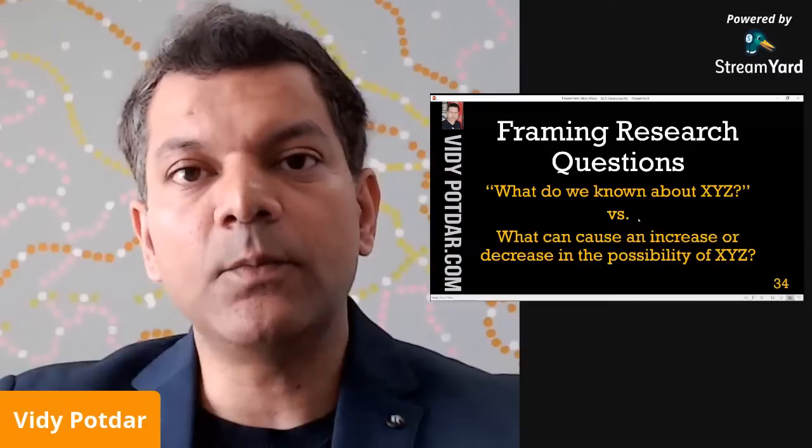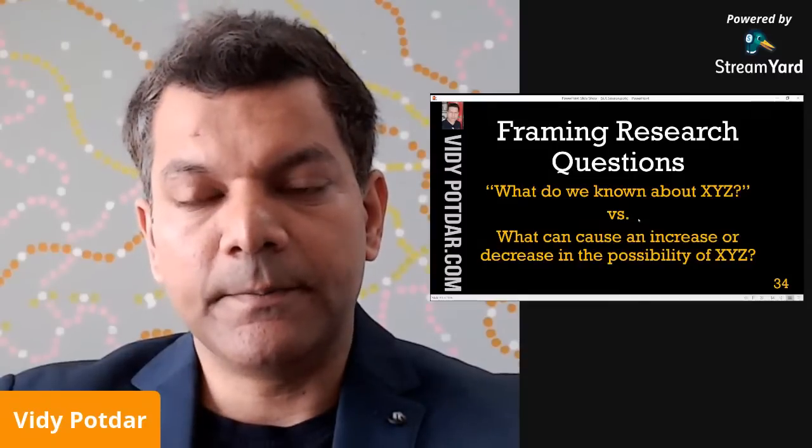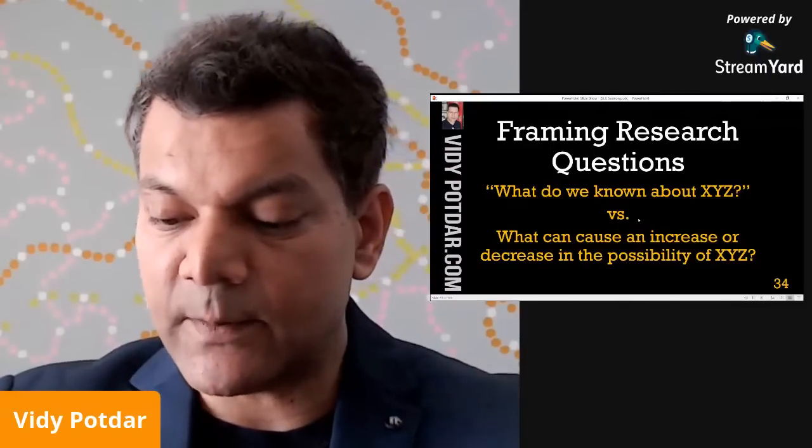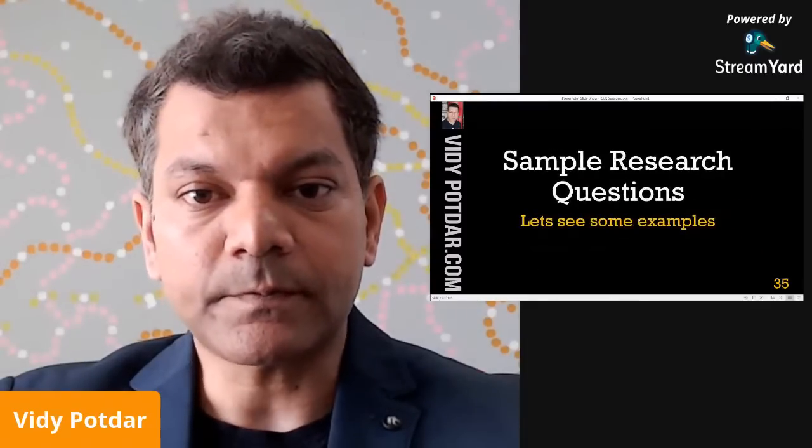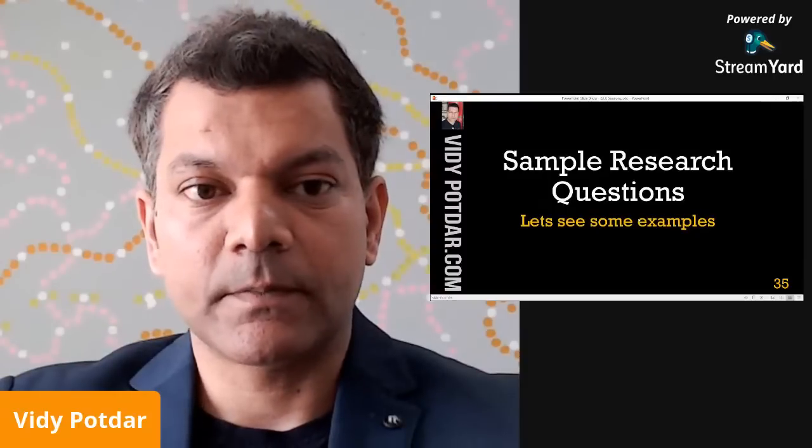Compared to if you ask a little bit more of a focused question, like what can cause an increase or decrease in the possibility of something. So that kind of reduces your research scope and the resulting papers that you would be shortlisting for answering that question. So this is an example of how questions should be framed properly. I'll show you a few examples now.